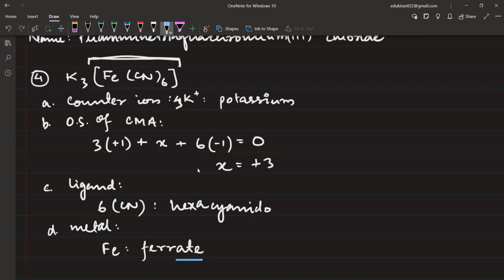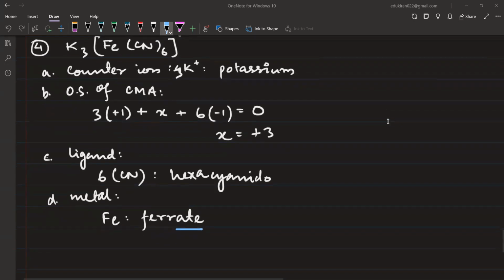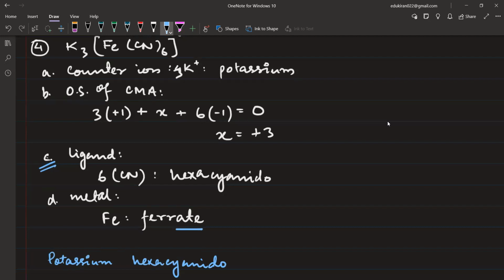So what will be the name? We write the cation first. What is the cation here? It is potassium. Then we write the anion. The anion is a complex ion. In a complex ion, we write the ligand first. With a space, you write hexa cyanido ferrate, and there will be 3 in Roman numerals. Hexacyanidoferrate(III). Please write this down, and then I will tell you about the -ate ending of names.